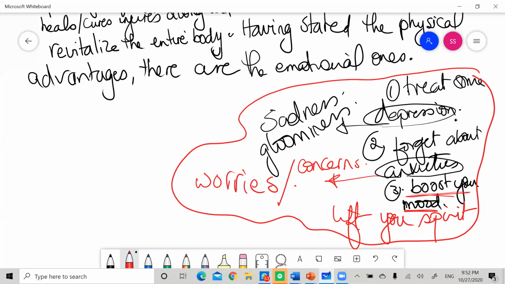So, Miss, the first point, it treats sadness, and the second point, it helps us forget about our concerns. The third point is it boosts our... which we change into lift your spirits. So lift our spirits or your spirit. Okay, I want you to join the ideas together using not only but also in the chat box.